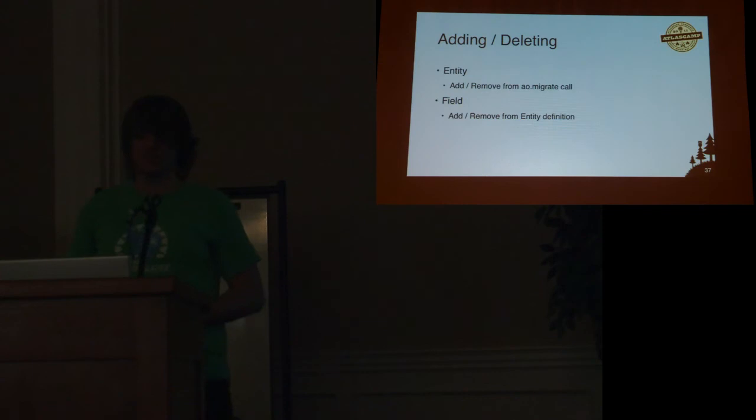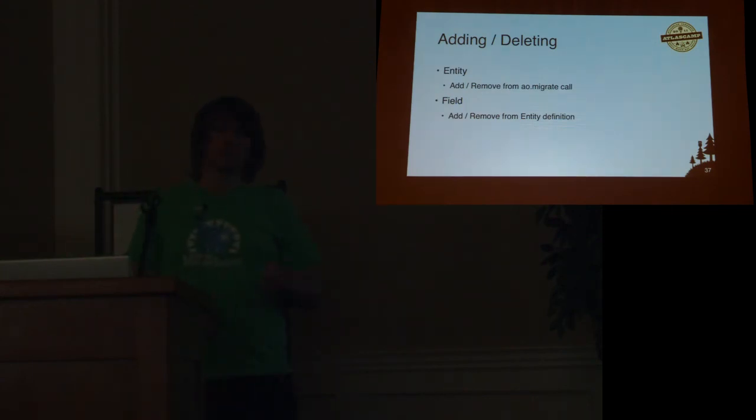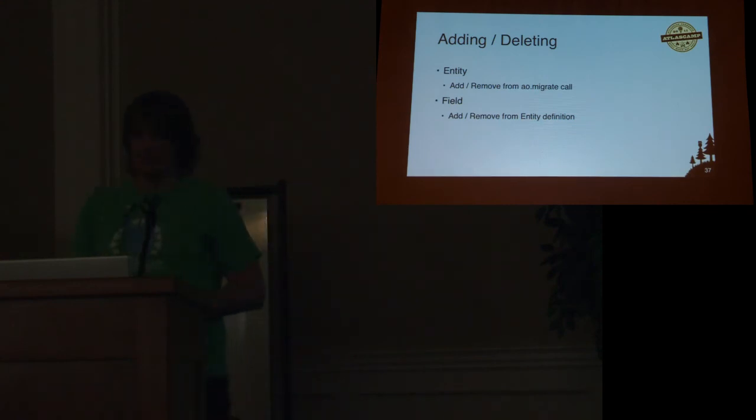Adding and deleting things is just as simple. As I said before, when you call that ao.migrate method, you need to make sure that the interfaces that you pass into that method are the ones that you want to be at that point in time. And any new fields that are on those existing entities will be created, and any ones removed will be removed. That's all well and good, but I wanted to rename a column.